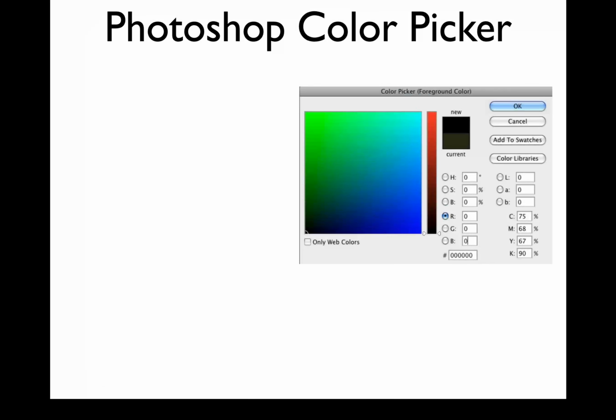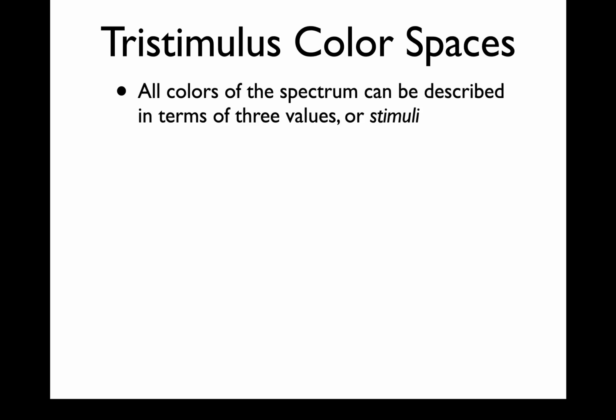So the part about this is, again, we've opened the color picker, we set that, we've done all that, okay, that part's done. So, tri-stimulus color spaces. Don't let this name freak you out. All this means is that all of the colors of the spectrum can be described in terms of 3 values or stimuli. RGB are 3 of them, HSB are 3 of them, LAB is 3 of them, XYZ is 3 of them. I mean, there are all sorts of color models. They all take 3 values to describe color.